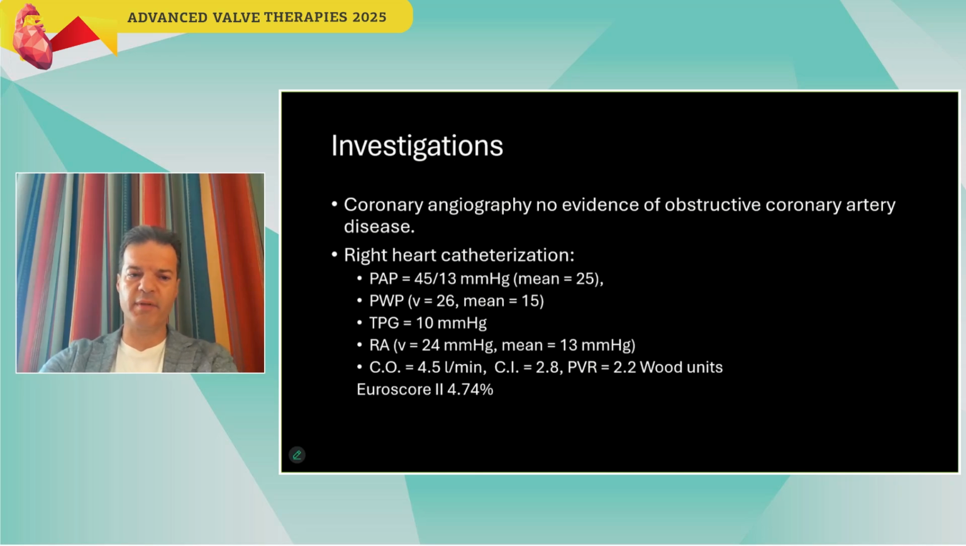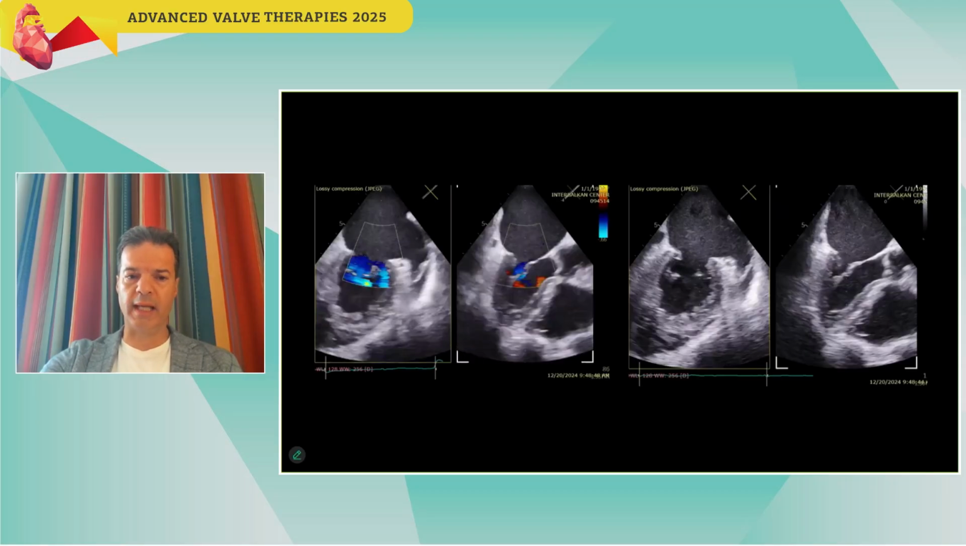We perform this in every patient to have an idea of the pulmonary circulation, the pulmonary vascular resistance. So some moderate pulmonary hypertension, but the wedge pressure is not really elevated. Transpulmonary gradient is only 10. And you can see elevated right-sided pressures. The mean is 13 and the V wave is up to 24, but with good cardiac index and not a very high PVR. Euroscore is also borderline high.